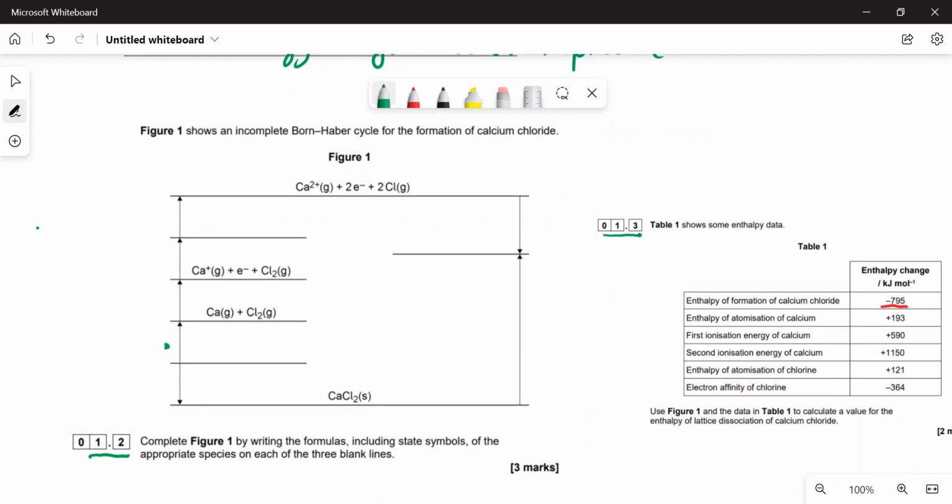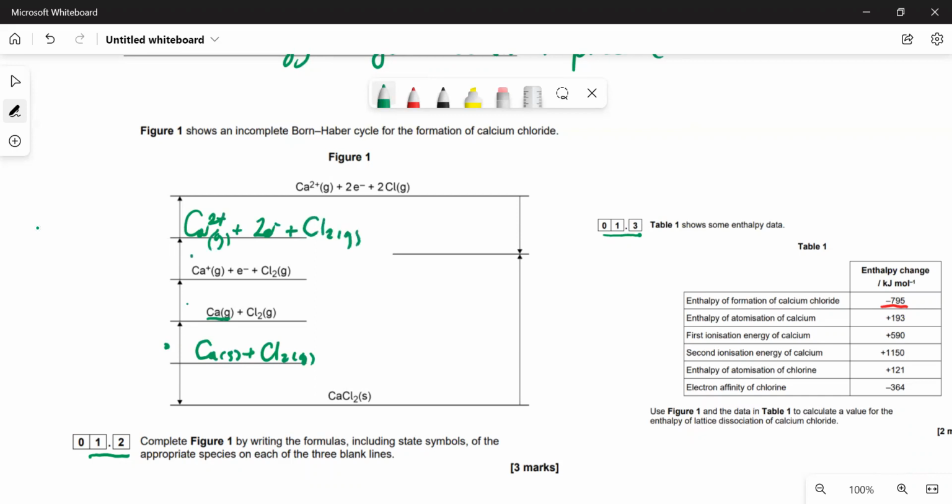Well, we can see we've got calcium as a gas there. The standard state of calcium is a solid, so you've atomized the calcium in that first one, so it's calcium solid and chlorine gas. This step, obviously, is the first ionization. This step will be the second ionization, so we're going to have calcium as the 2+ ion there, a gas, plus 2 electrons, and we haven't done anything to the chlorine, so that's just Cl2 gas.